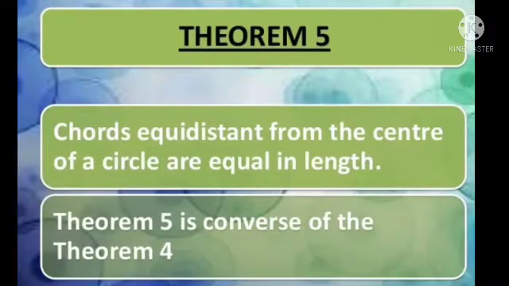Theorem 5. Chords equidistant from the center of a circle are equal in length. Theorem 5 is converse of the Theorem 4.